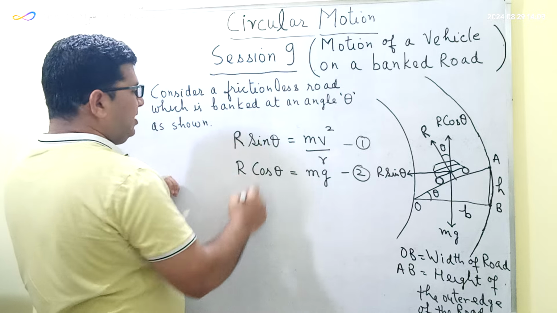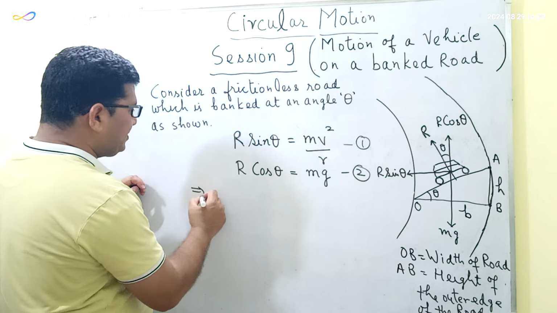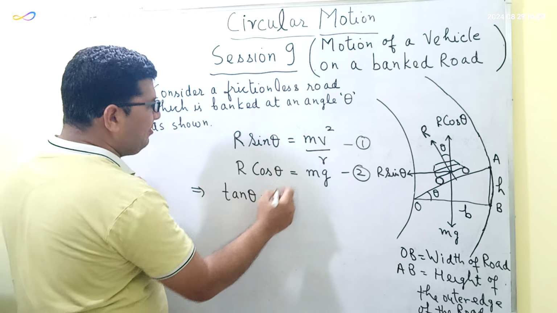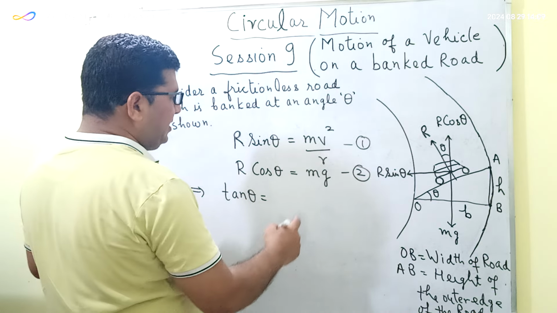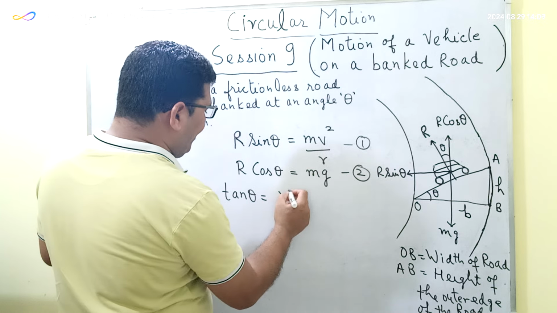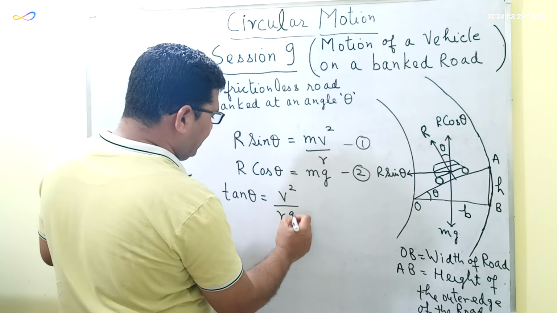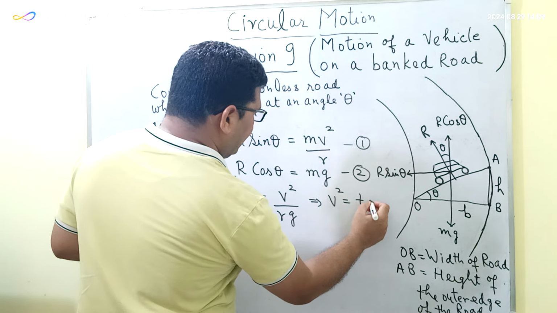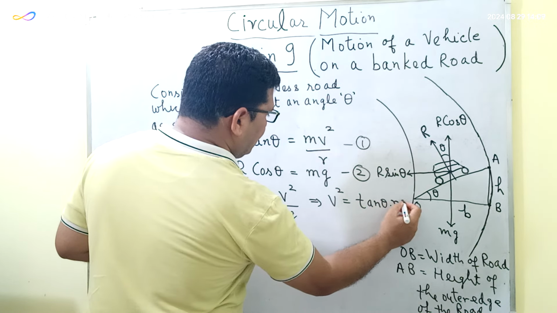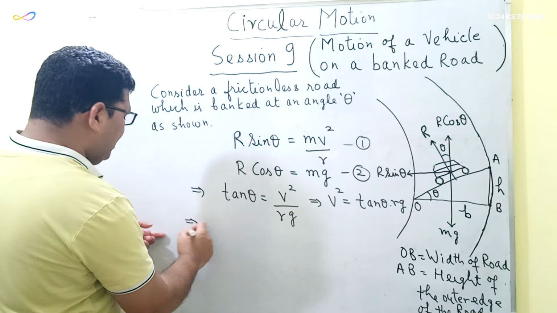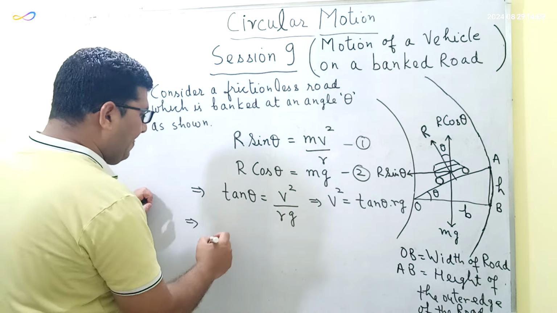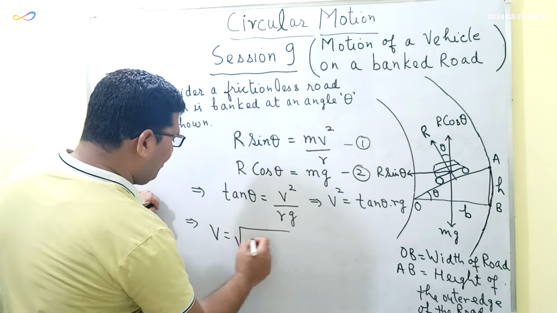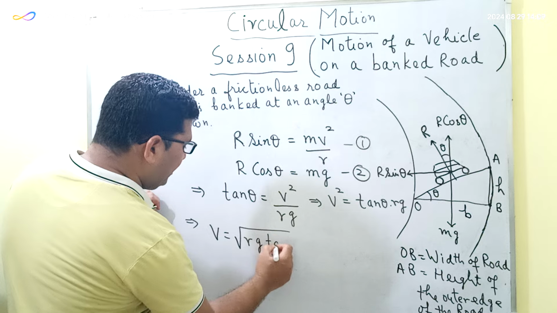Now if I divide these two equations, R sin theta divided by R cos theta will be equal to tan theta, and this tan theta will be equal to mv square by R divided by mg. So this m and m will get cancelled out, and finally I will be left with v square upon Rg. So it implies that v square is equal to tan theta into Rg, or we can simply say that the speed of the vehicle on this banked road will be equal to under root of Rg tan theta.